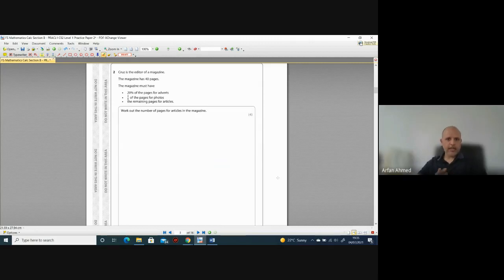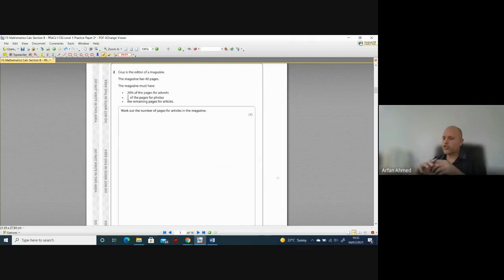Question 2. Cruz is the editor of a magazine. The magazine has 40 pages. The magazine must have 20% of the pages for adverts, a quarter of the pages for photos, and the remaining pages for articles. Work out the number of pages for articles in the magazine.